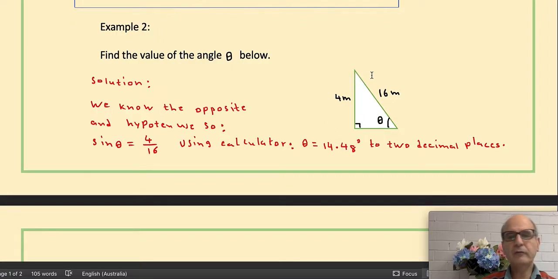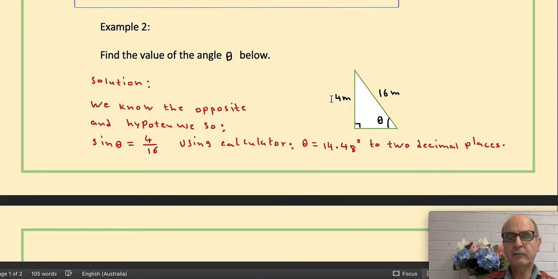Example 2, now we have a real triangle and we want to find the angle inside a triangle. Find the value of the angle theta below. So that's the angle theta. I want to see how much this angle is. Let's see what we know about theta. We know its opposite side, and we know the hypotenuse. Both have been given to us.